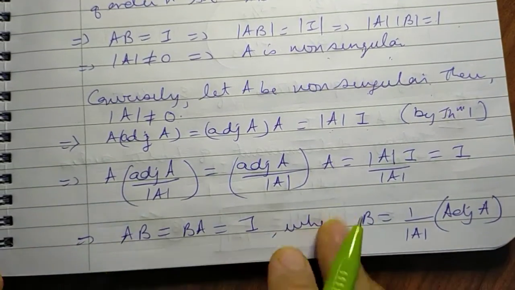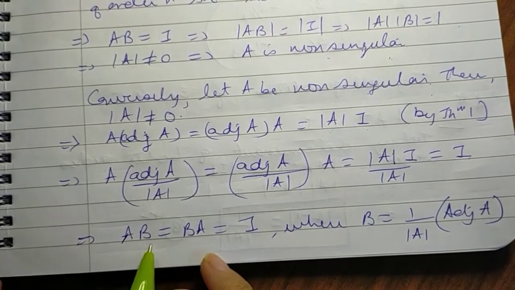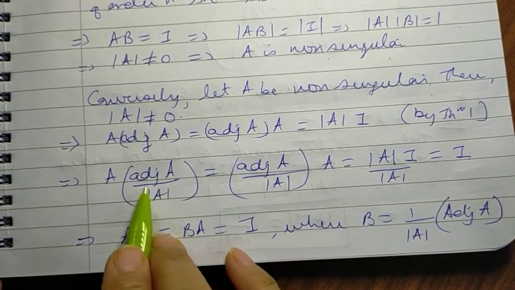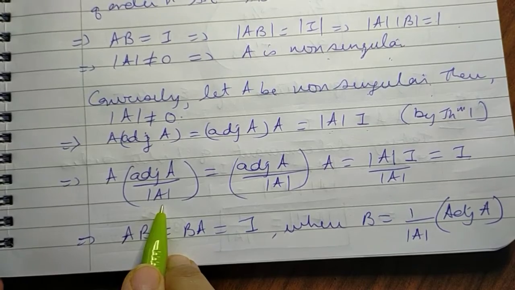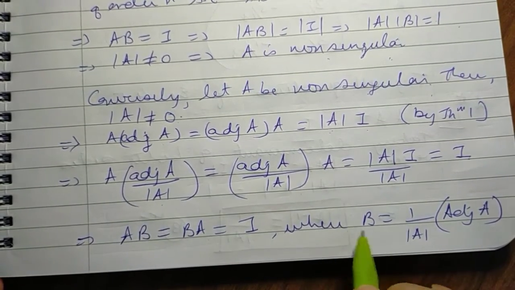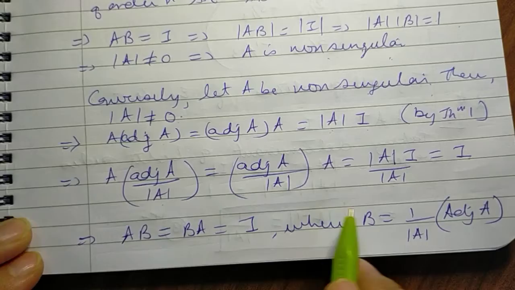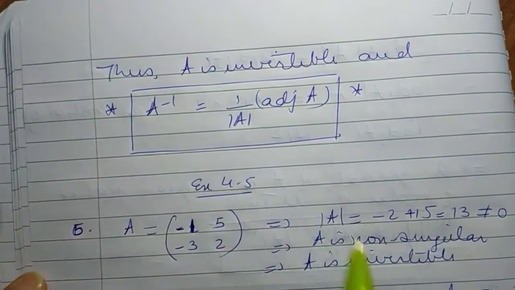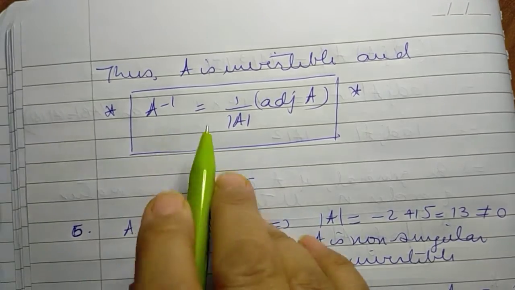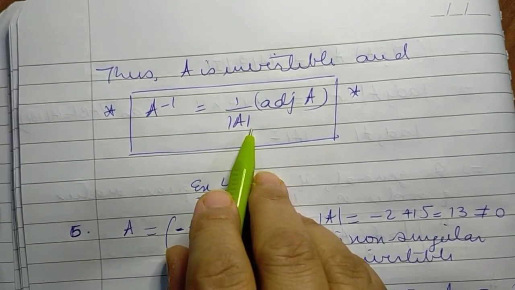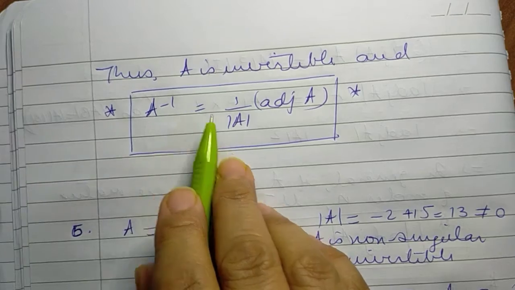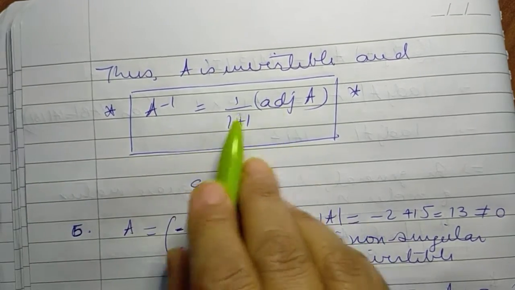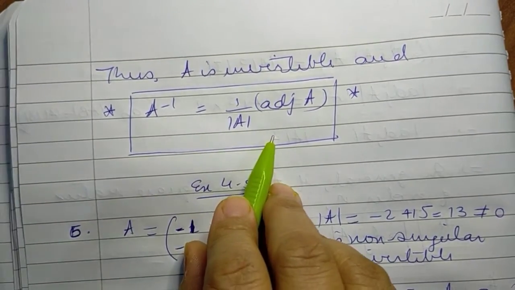So ultimately what do we get? Something of the form A into B equal to B into A equal to I, where B is adjoint A over determinant of A. And so we say that A is invertible and the inverse is given by 1 upon determinant of A into adjoint of A. This gives us a very important result for finding the inverse of a matrix: if A is a non-singular matrix, then A inverse can be found by adjoint of A upon determinant of A.